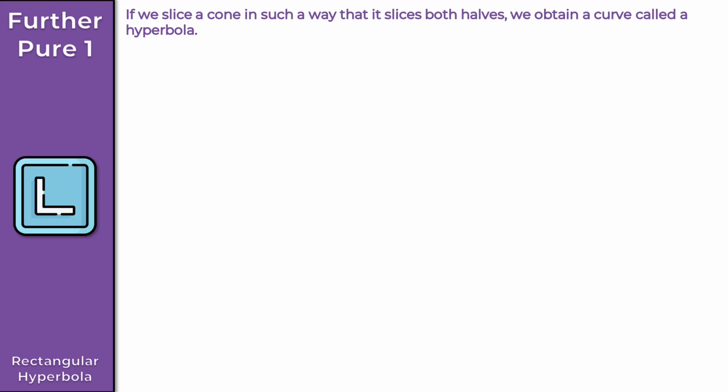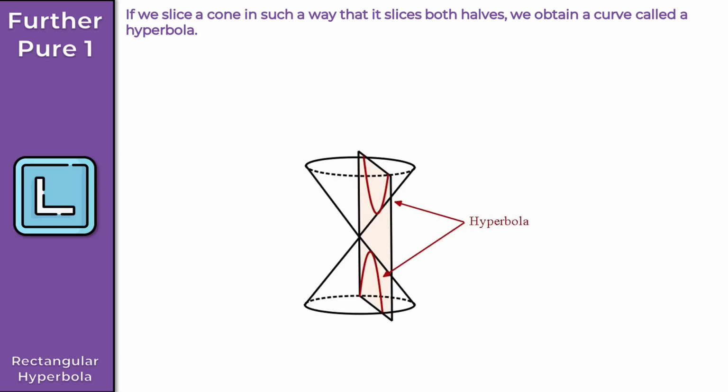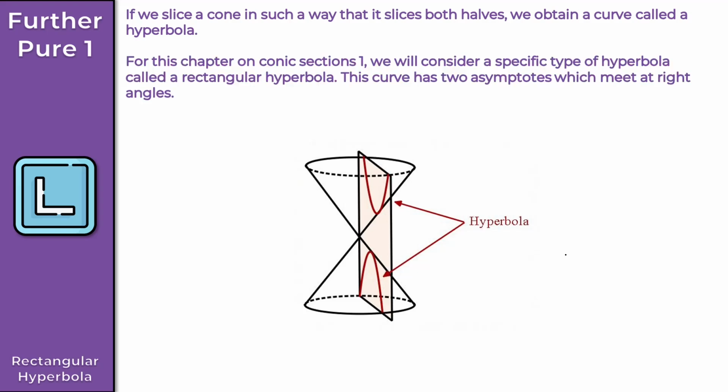In this video here, we're going to take a look at rectangular hyperbola. Now let's say then that we slice a cone here in such a way that it slices both halves. If we do this, we obtain a curve called a hyperbola. And this diagram here then shows a hyperbola. So we slice a cone here such that it slices both halves. And as we can see then, we obtain this curve here called a hyperbola.